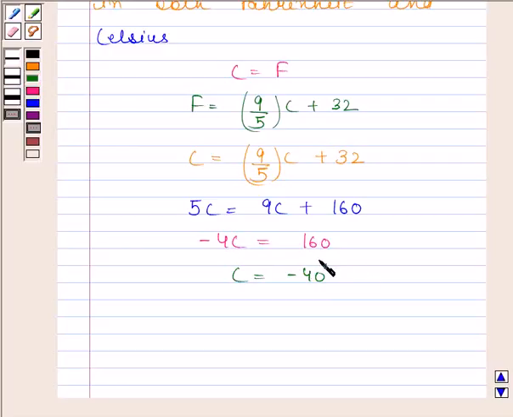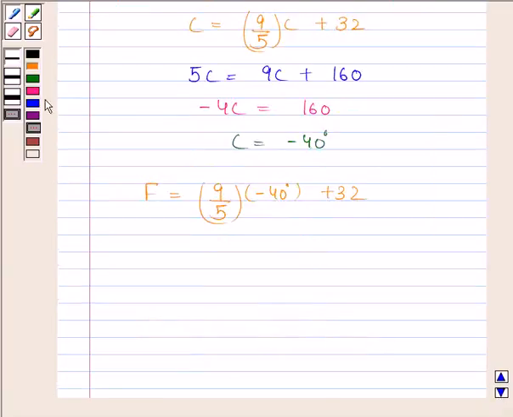Now substitute the value of C in this equation. By substituting the value, we get F is equal to 9/5 into minus 40 degree plus 32. This is equal to minus 72 plus 32, and this is equal to minus 40 degree. So C is equal to F.